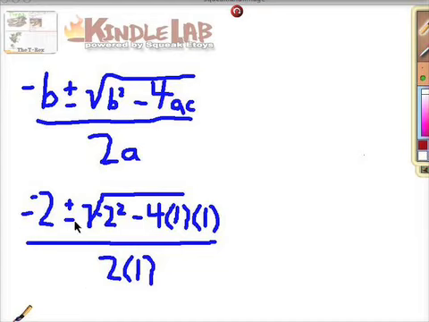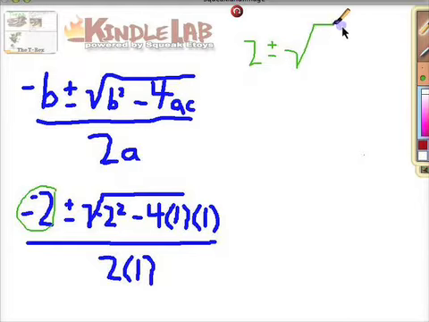To solve this problem, the first thing I need to do is take a look at this term right here. Because I've got a negative times a negative, that means it's going to turn positive. So that means right away I have 2 plus or minus the square root of minus 2 squared minus 4 times 1 times 1. Now that's pretty easy to do in your head, which you can figure out. Minus 2 squared is just 4, and then 4 times 1 is, again, 4. So, pretty straightforward. I've got this problem right here.